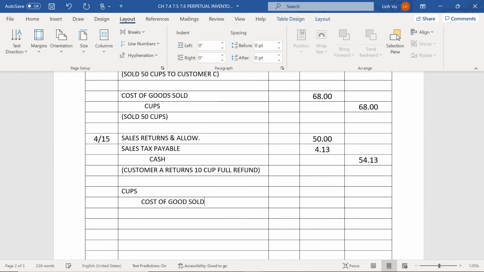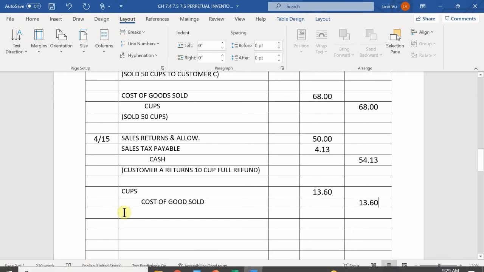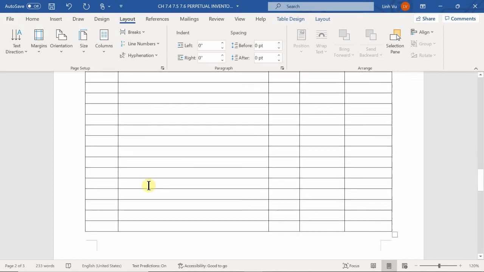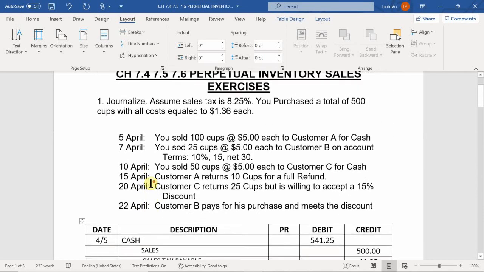Now in this case, my item still is $1.36 each. So if I have to put 10 cups back into inventory, how much is that amount? $13.60. Okay? And of course, return 10 cups. Okay? So let's see what happened next.